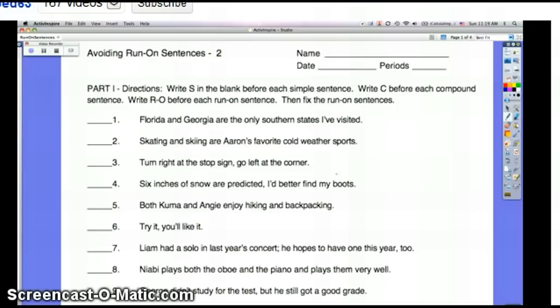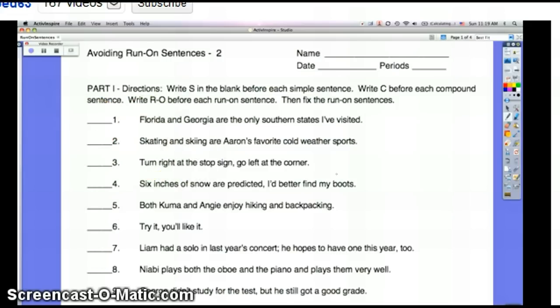So, we have our first sentence here. We've got Florida and Georgia are the only southern states I've visited. Now, we've got only one complete thought here. Florida and Georgia, we've got our one verb, are the only southern states I've visited. Okay? We can't break this into two thoughts. We can't say Florida and Georgia are the only southern states. Well, that would be one thought, and then the next thought would be I've visited. I've visited is not a complete thought. It can't stand by itself. So we know that this is a simple sentence. So you would identify this with an S.